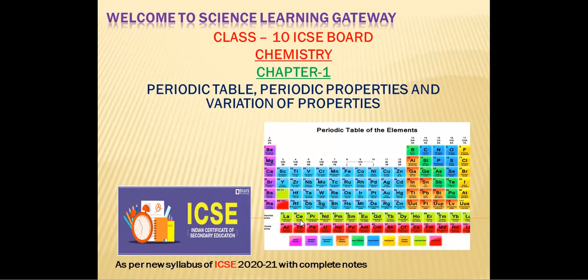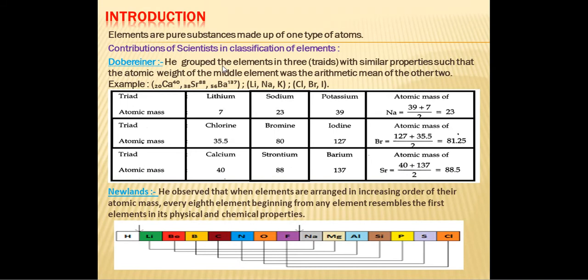I hope you all have understood what we have discussed today. We have discussed that three scientists made their contribution in the classification of elements. First was Dobereiner. He classified three elements in a group of three, which he called a triad. The properties of all the elements were similar, and the atomic mass of the middle element is the average of the atomic masses of the other two elements. Next, Newlands arranged the elements on the basis of increasing atomic masses, and the properties of every eighth element are similar to the properties of the first element.